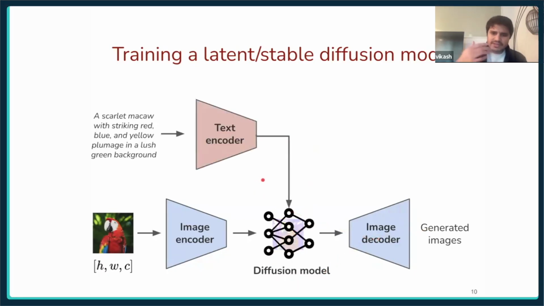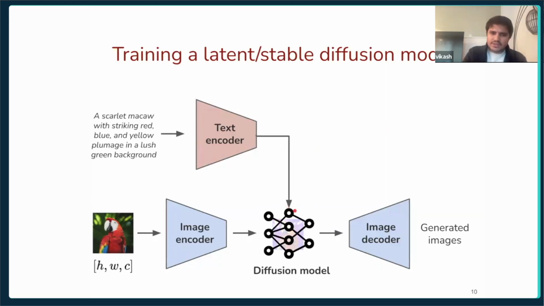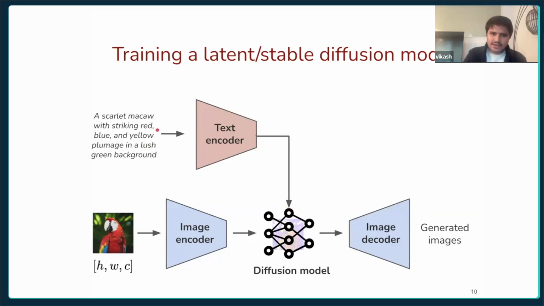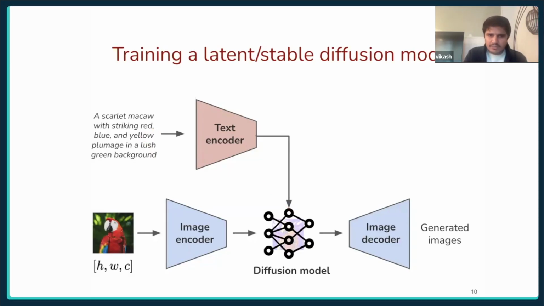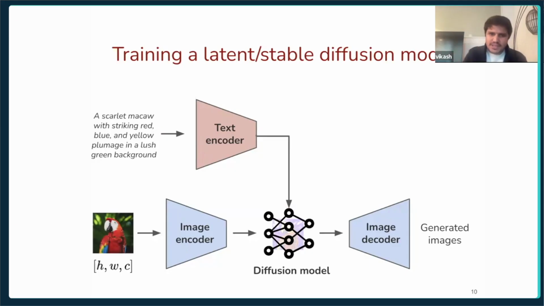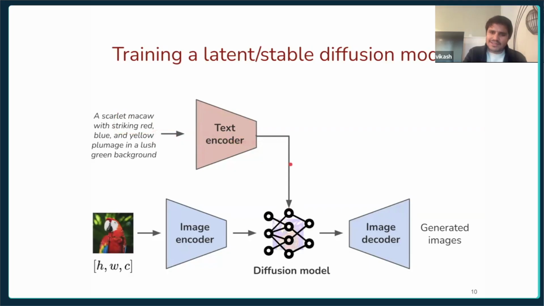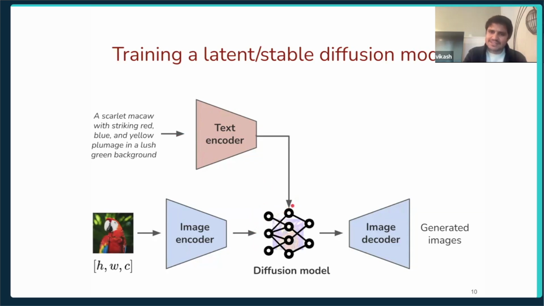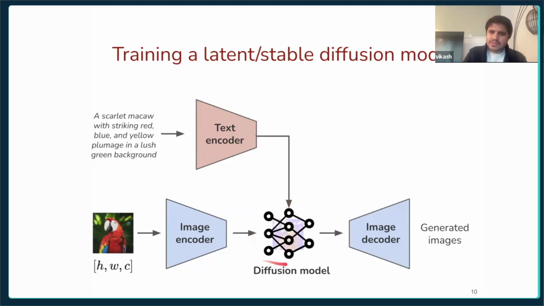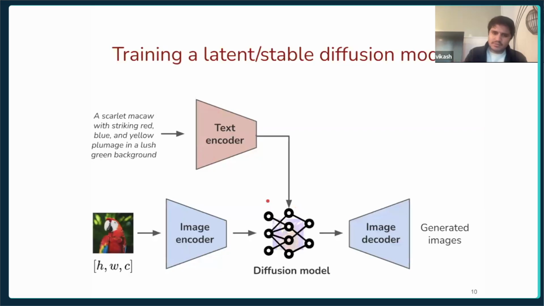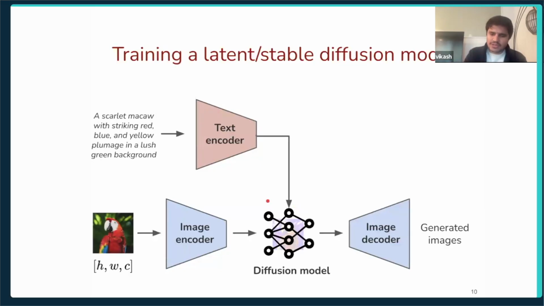What we, and the community, have also done is you also take your text caption, for example, a skeleton mecha with striking red, blue, like any prompt. And then you also compress your prompt from text form to a latent embedding form. So you get these two signals: your image as a latent signal, and your text as a latent signal. And this is the latent space in which you train a diffusion model. So implicitly, we will always be training a diffusion model in the latent space.